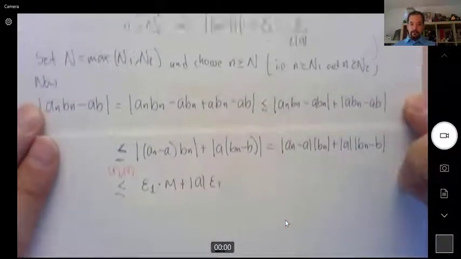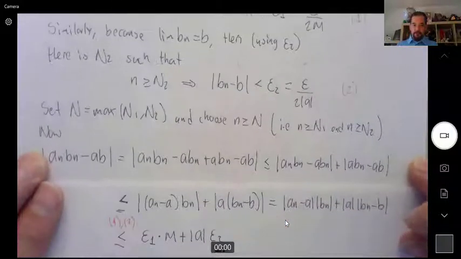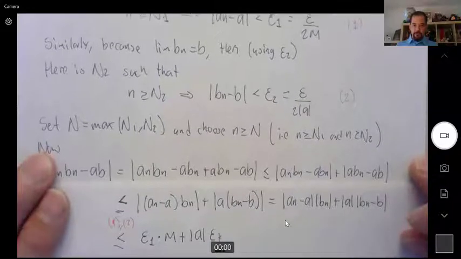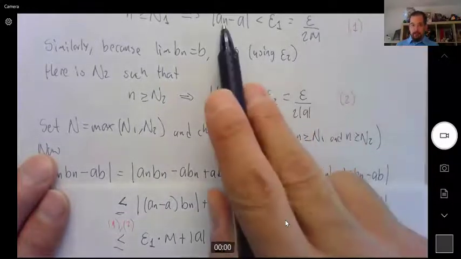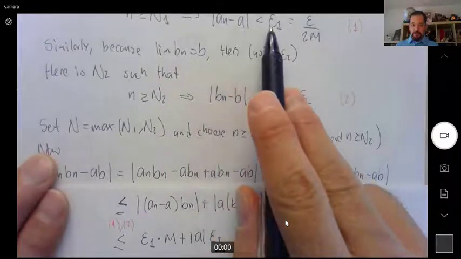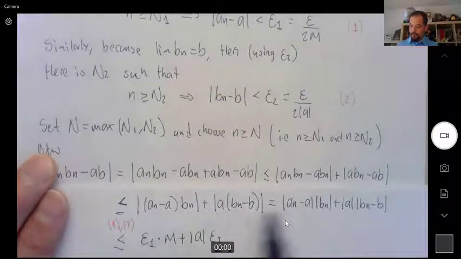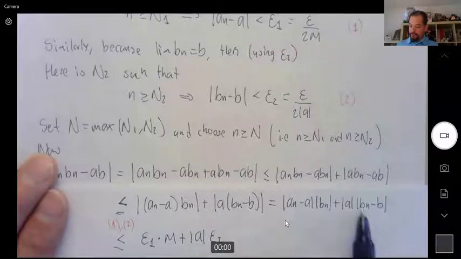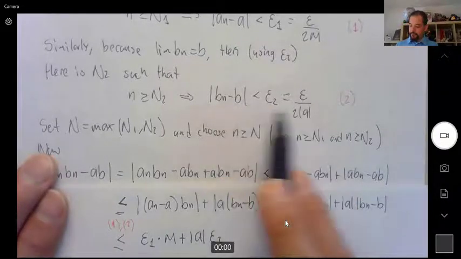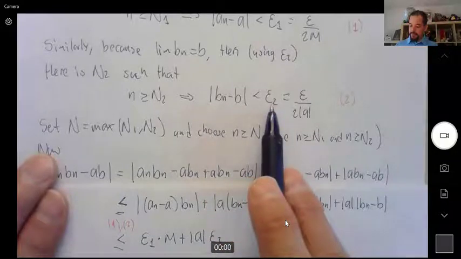Let's see if I can make them fit. Oof, I can't. Okay, right there. So |an minus a| is less than epsilon 1. That's the one we're using here. bn is bounded by M. The A we just leave there. And this one is epsilon 2: |bn minus b| is less than epsilon 2.